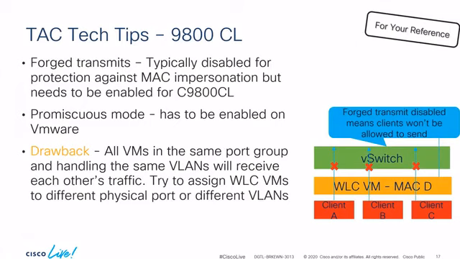The other thing you need to enable is promiscuous mode. Now, the drawback with enabling promiscuous mode is that all the VMs that are in the same port group and handling the same traffic, same VLANs, will end up receiving each other's traffic. So it is very important that when you deploy the 9800 VMs, you make sure that they are aligned with a different physical port or different VLAN so as to avoid overwhelming them.